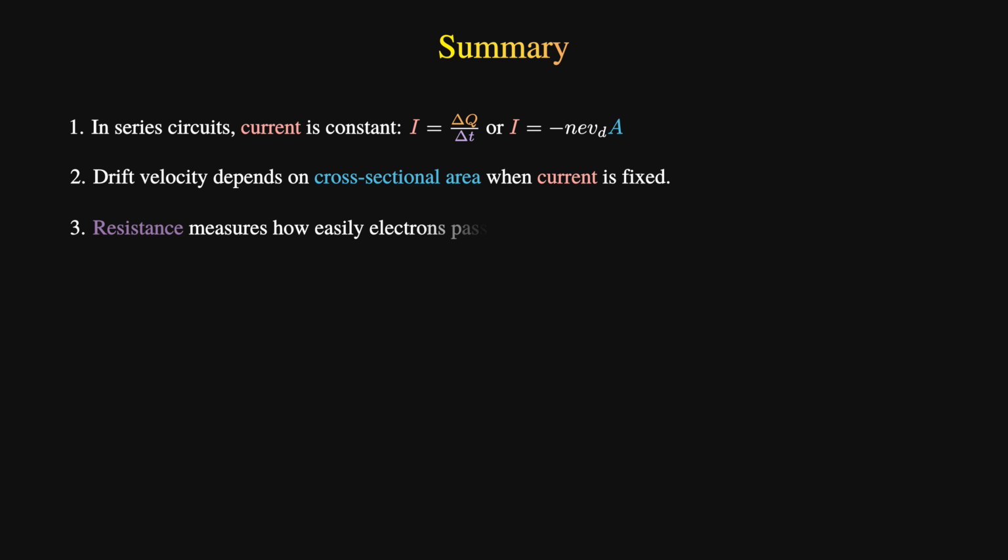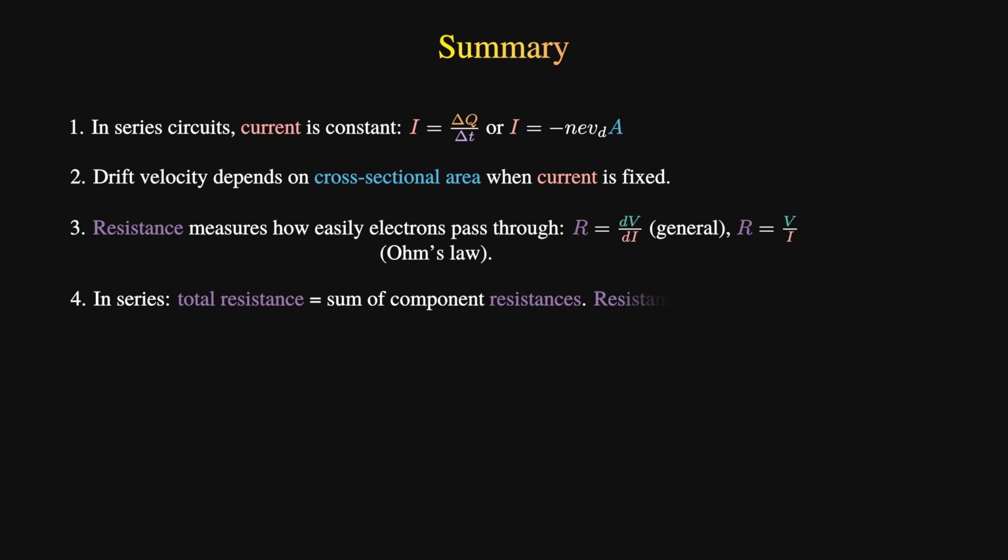The resistance of an electrical component is a measure of how strongly it opposes the flow of current. It is generally written as R equals dV by dI, the gradient of the IV curve, but in many situations this is linear, so R equals V over I. The IV curve being linear is known as Ohm's law. In this formula, R is the total resistance, and in a series circuit, this is just the sum of the resistances of each component. The resistance of a component varies with temperature, but for a fixed temperature, it stays approximately constant.